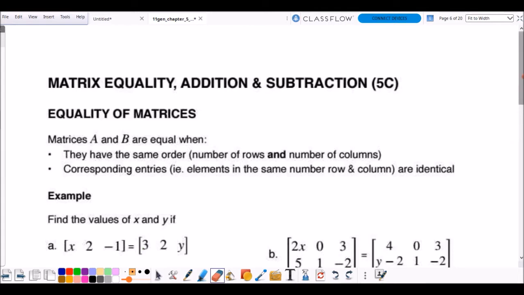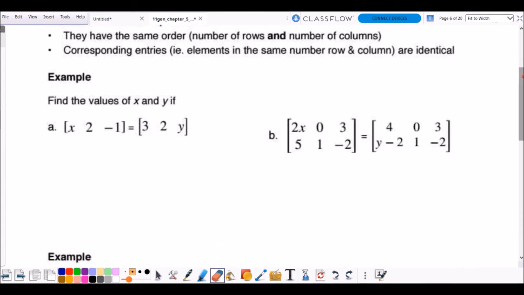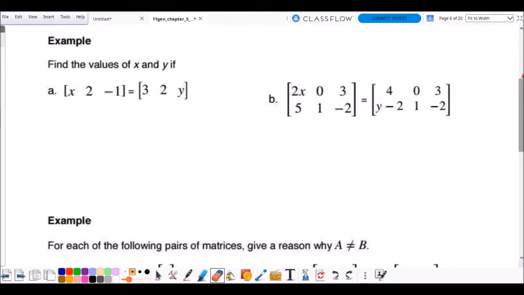Now, if you look at this example down here, find the values of x and y if these are equal. So if this is equal, what is the value of x and y? If they're supposedly the same, x is going to be good, and y is going to be -1. So they're exactly the same matrix, also same number of rows and columns, same order. Alright, this one's a bit trickier.